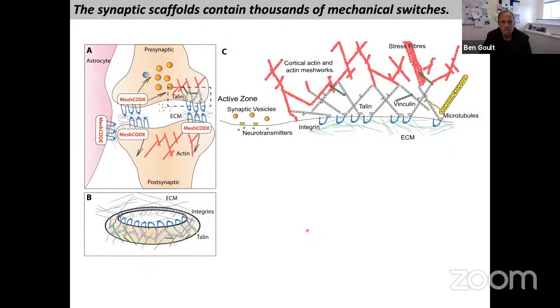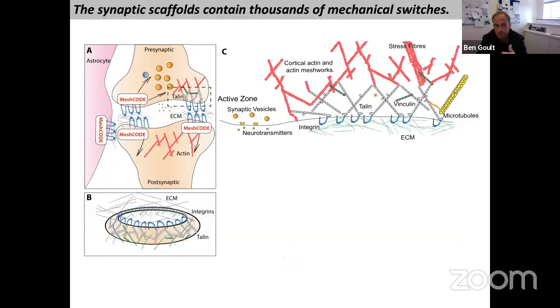Because if you look at this, it's a terrible artist impression. I'm not an artist by any stretch, but this is a synapse shown schematically here: a pre-synapse, a post-synapse, an astrocyte. If you imagine around the edge of that, you've got these cell adhesion molecules holding it together. So it's not just talin, there are other cell adhesion molecules, obviously, but together they form this scaffolding holding it together.